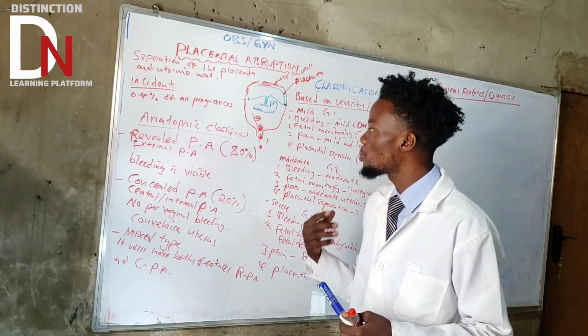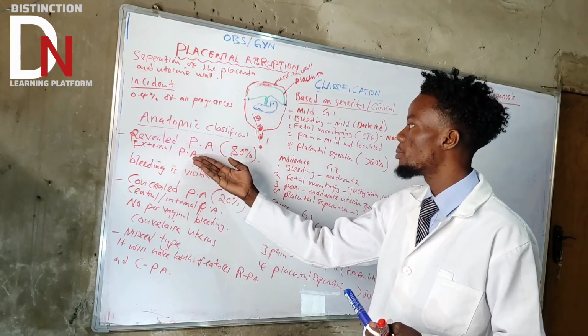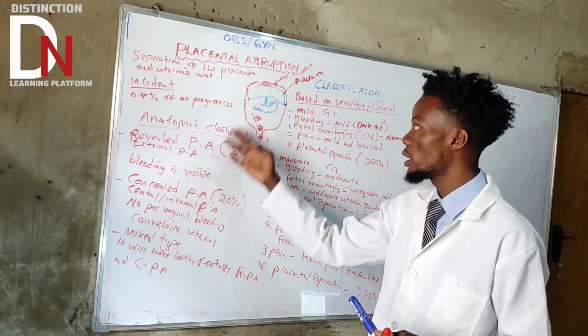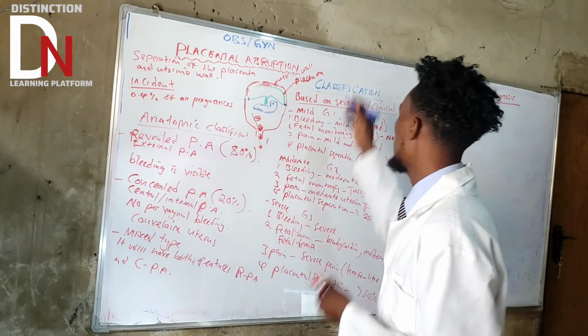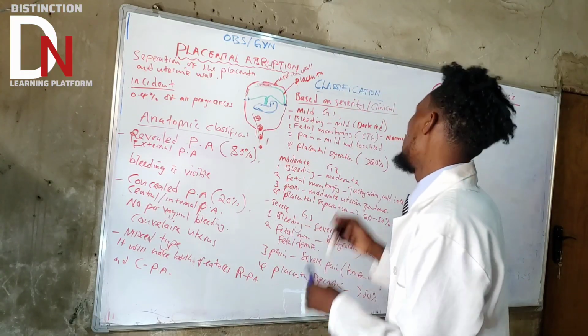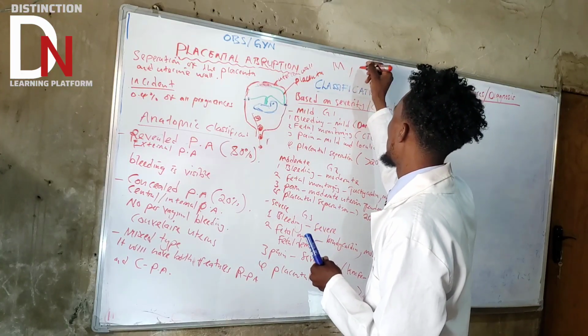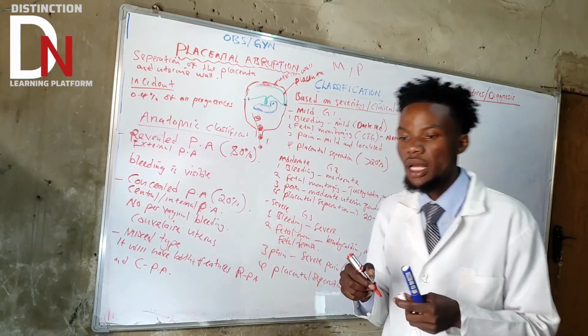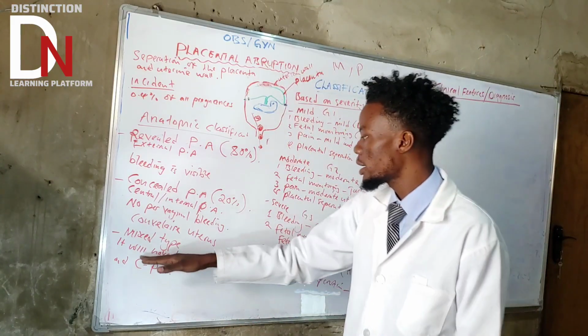Marginal abruptio placentae basically correlates with revealed abruptio placentae. Apart from the marginal one, there is another one, partial abruptio placentae. Partial abruptio placentae is now considered under the mixed type.